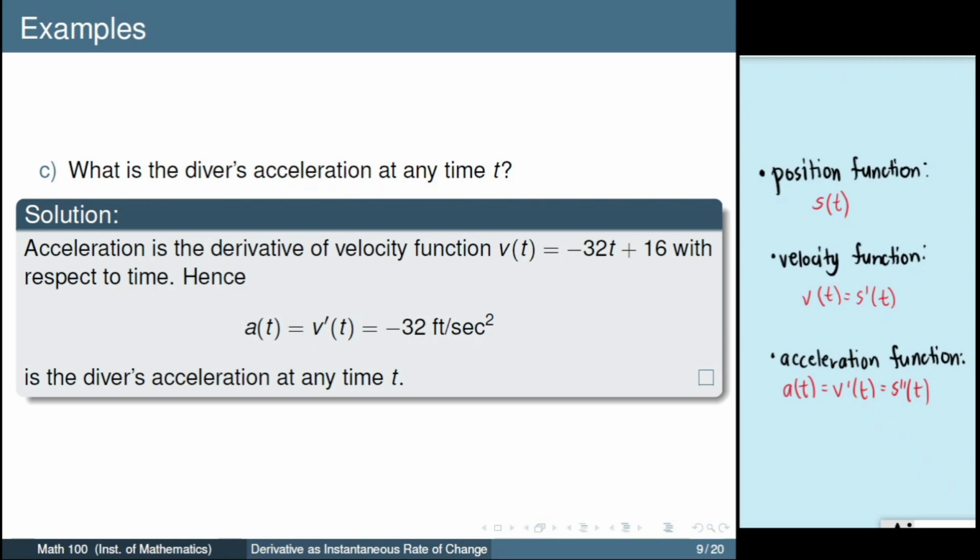Again, we have three functions here. First is the position function. This describes the position of the object at any time t. And we have the velocity function to be the derivative of the position function, and the acceleration function to be the derivative of the velocity function, which is also the second derivative of our position function.